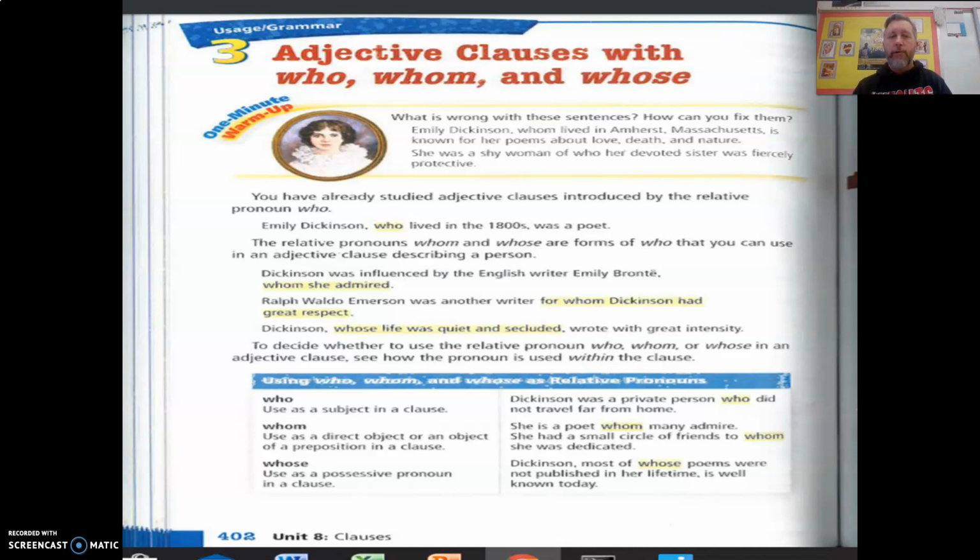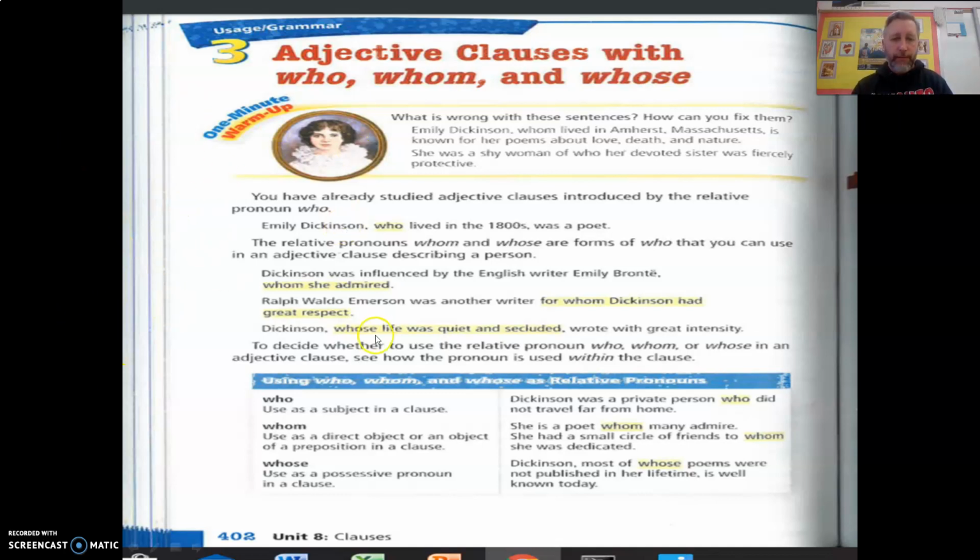Okay, so why wouldn't it be who she admired? Well, the reason why is this word right here. Okay, this is the subject of the clause. And since it is already there, we do not need a word like who that really serves as the subject. All right, so if you see a subject in a clause, and you're trying to determine do you use who or whom, you're going to use whom.